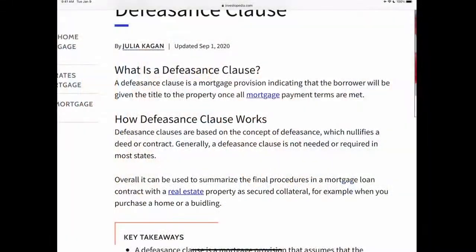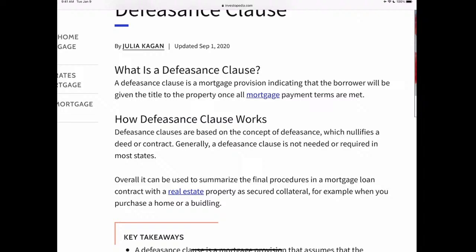In other words, you have to remember that when you purchase real estate and you need to take a loan out for the property, the lender has a lien on the property. So as you can see here, it's not just the mortgage payments, but when all the terms have been met, which includes your mortgage payments, then the lender gives the title of the property back to the mortgagor.